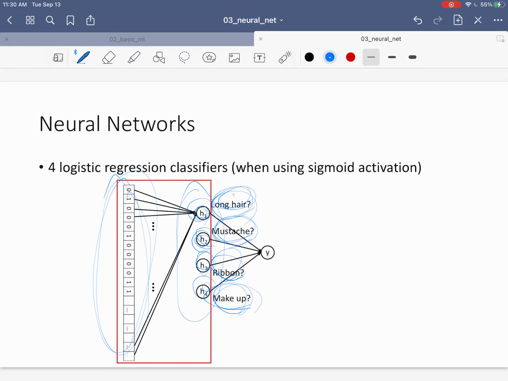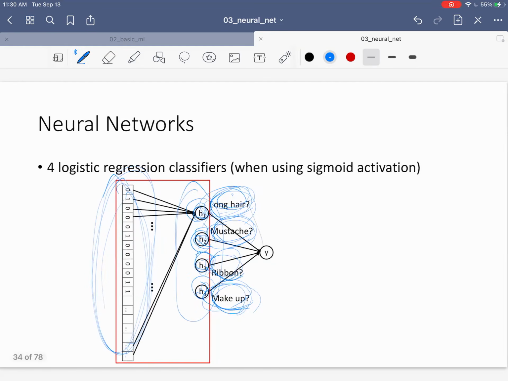So you can imagine these 4 hidden logistic regression models each serving a different role: long hair classification, mustache classification, ribbon classification, makeup classification, all of which are relevant to deciding whether this input image is a man or not, right? If the image has makeup, then probably it's a female image. If the input pixels have a mustache, then in all likelihood it will be a male image, right? So they're all relevant factors.